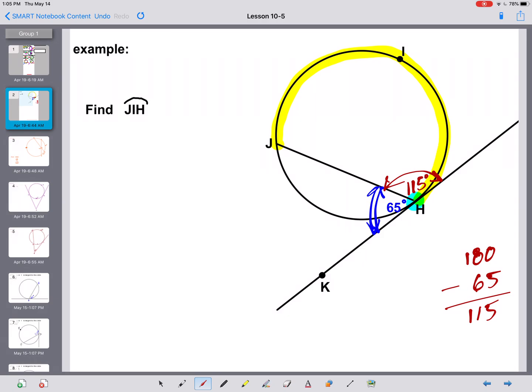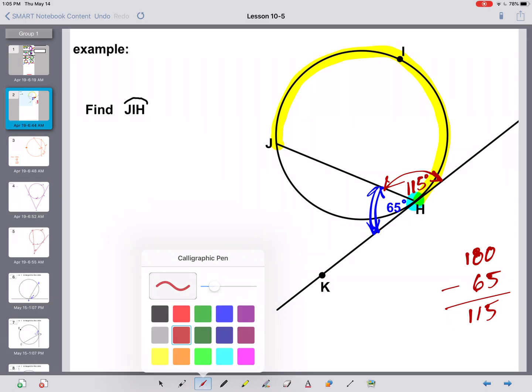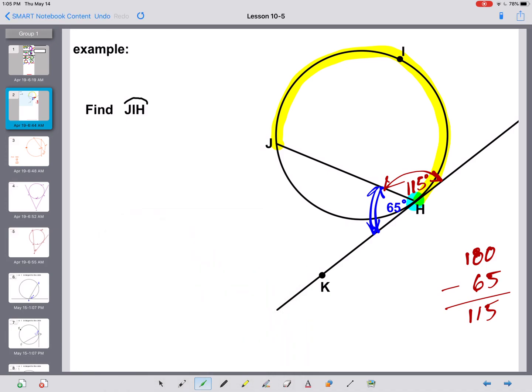115 degrees. Now, the formula says that the arc is twice as big as that 115. That angle 115 is equal to 1/2 of the arc that it opens up to. So boom, double 115. 115 times 2, what do we get? 230. There it is. Boom.